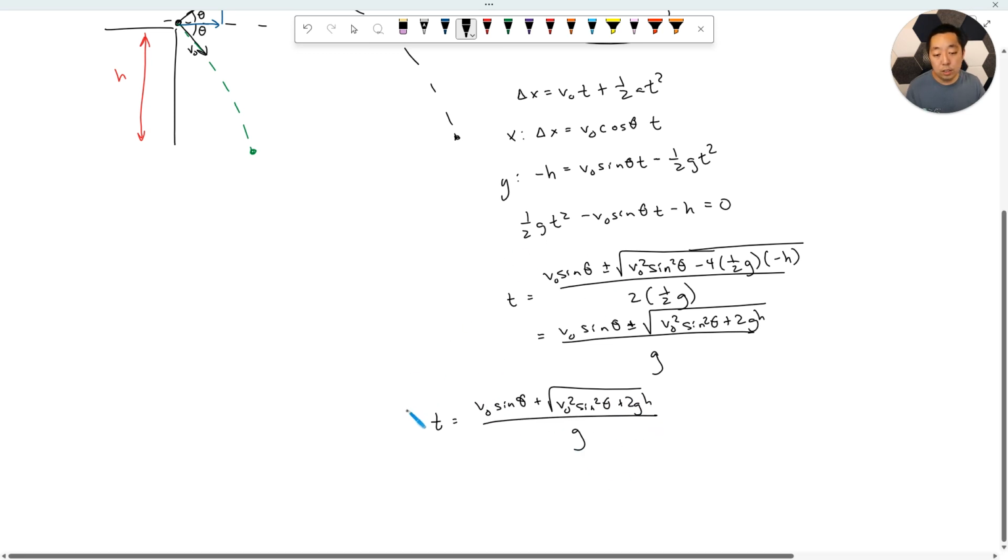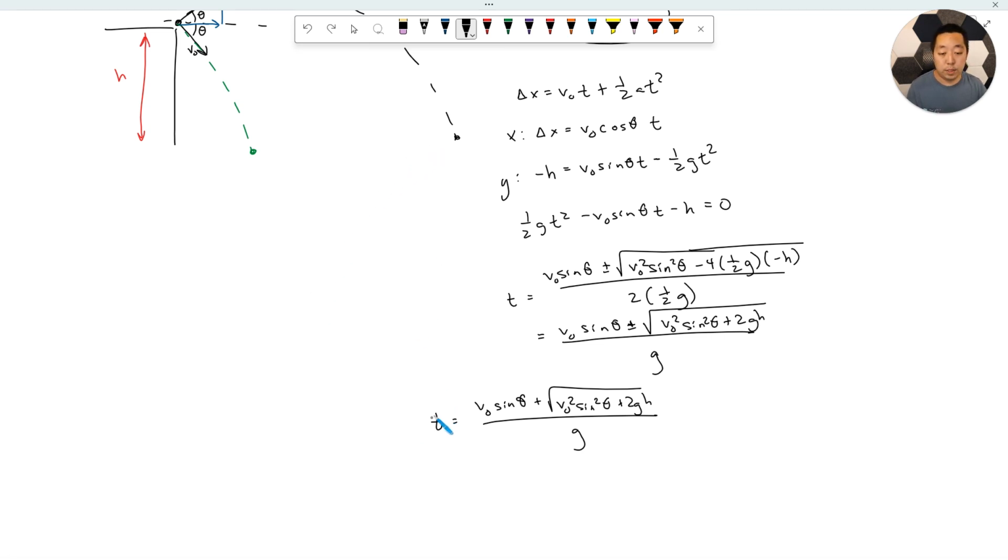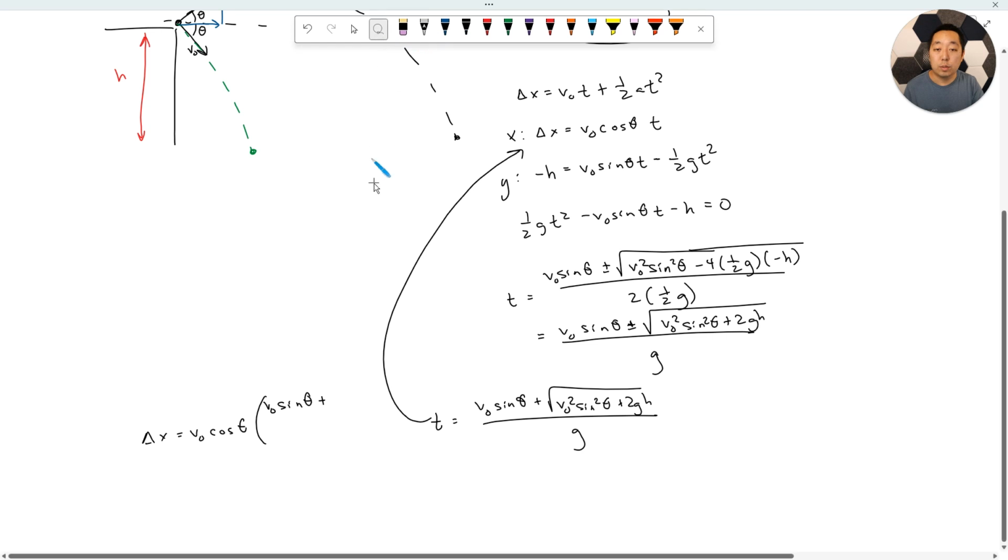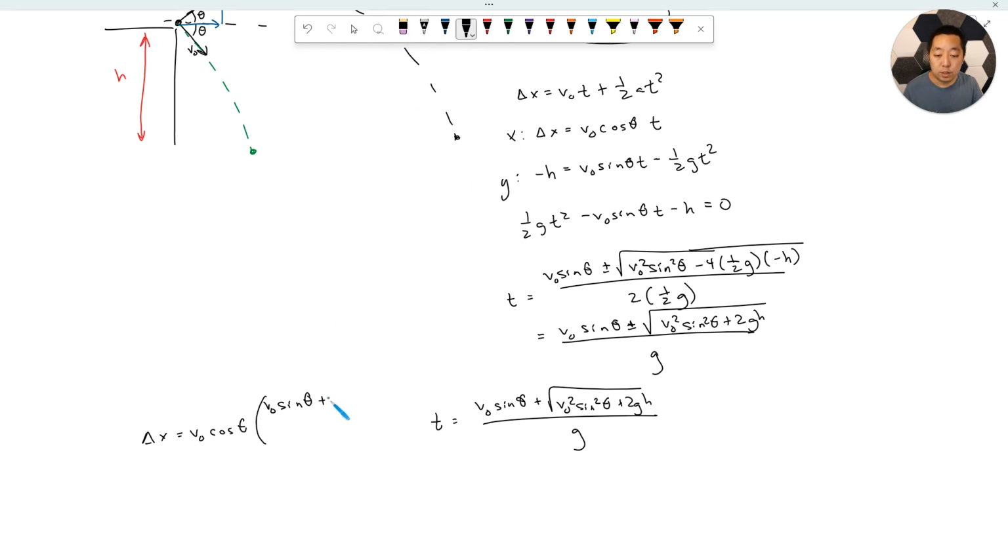And then that goes into the displacement, where was it? The x displacement to get the horizontal displacement. So then the horizontal displacement is v0 cosine theta times this quantity here, v0 sine theta plus, it's going to be a lot of space, so let me erase this, times this thing here, the square root of v0 squared sine squared theta plus 2gh, all over g. Okay, so you get this quantity here.